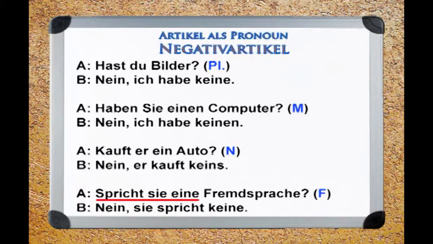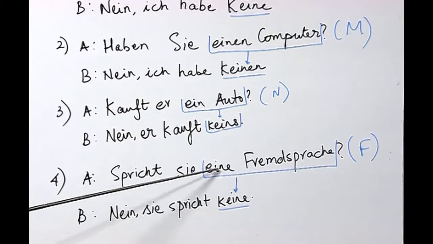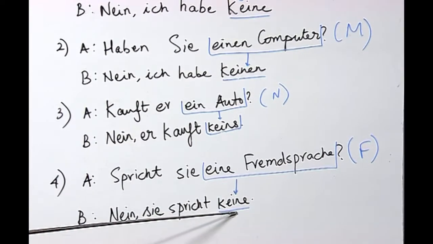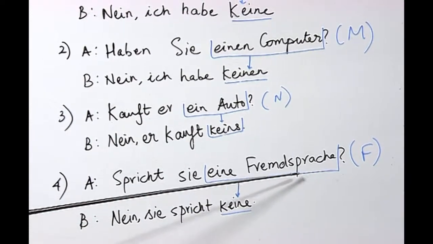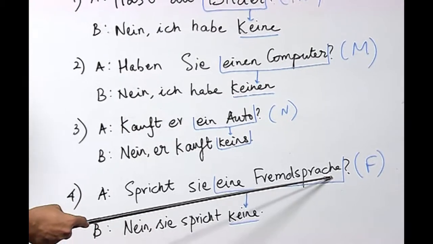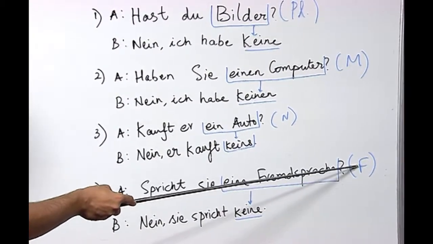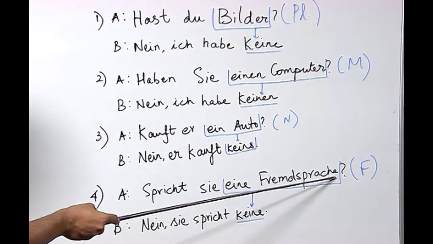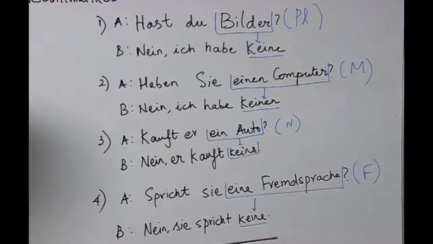Now, let us look at this sentence. Spricht sie eine Fremdsprache? Here, the noun Fremdsprache along with its indefinite article eine has been replaced by keine without any noun, and as you can see here the noun Fremdsprache is denoted by F, which means that the noun belongs to the feminine gender category, and also you know that nouns which usually end with E or A are feminine in nature.